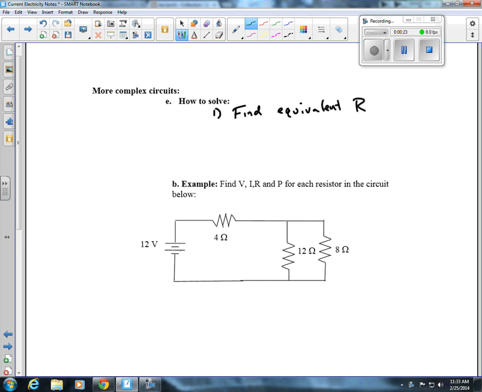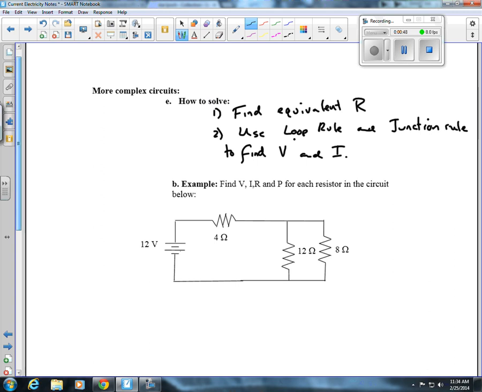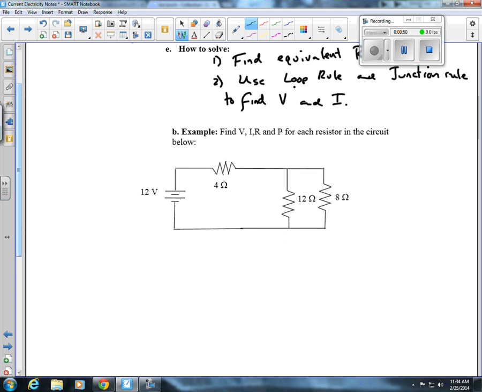for the whole circuit. Step 2, use the loop rule and the junction rule to find voltages and currents. Okay, the loop rule goes with voltages and the junction rule goes with currents. So here's an example. I need to find voltage, current, resistance, and power for each resistor in this circuit.